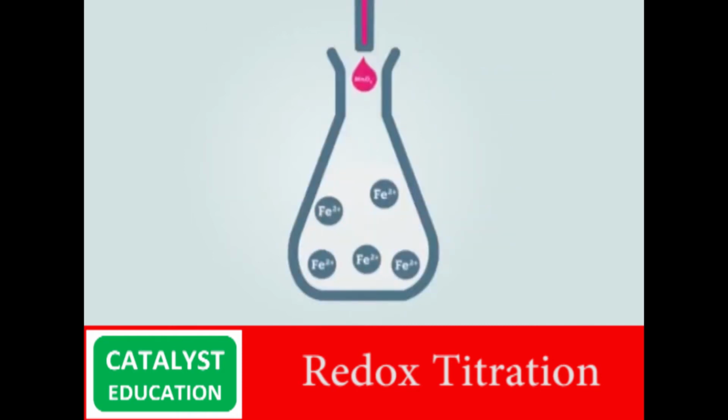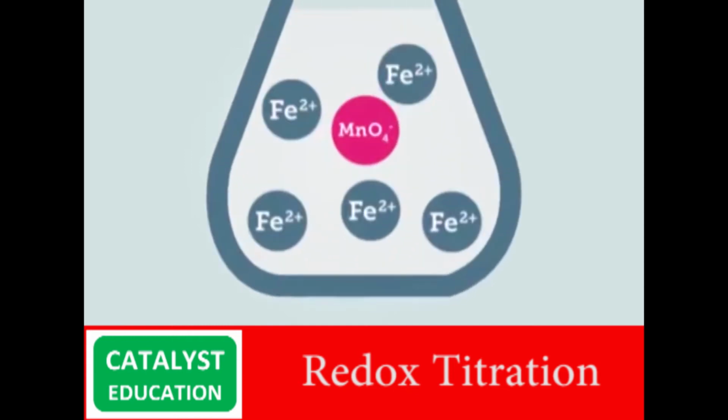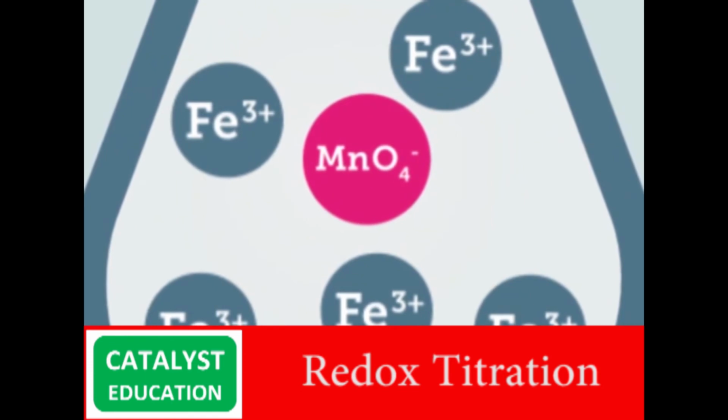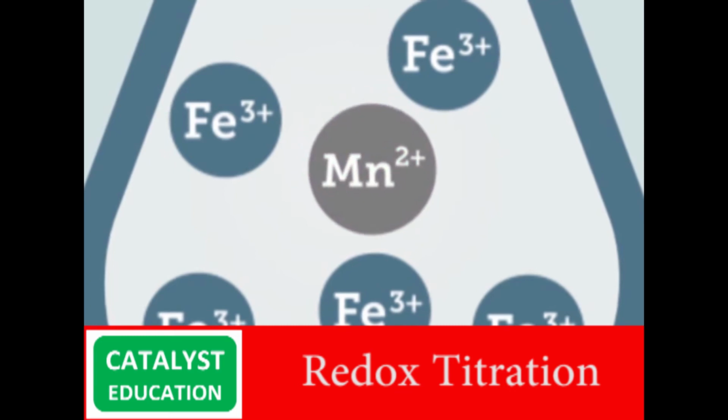When we add potassium permanganate to the iron solution, the Fe2+ ions are oxidized by the permanganate ions and lose electrons to go from a 2+ to a 3+ oxidation state. At the same time, the permanganate ions are reduced by the Fe2+ ions and gain electrons. Here, the manganese is initially in the 7+ oxidation state and is reduced to the 2+ oxidation state.